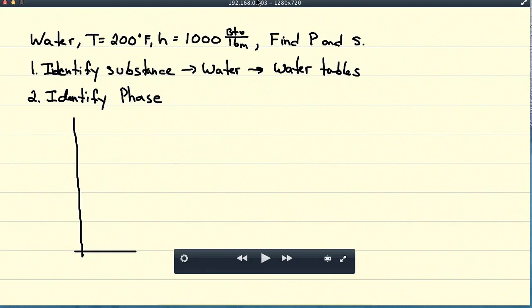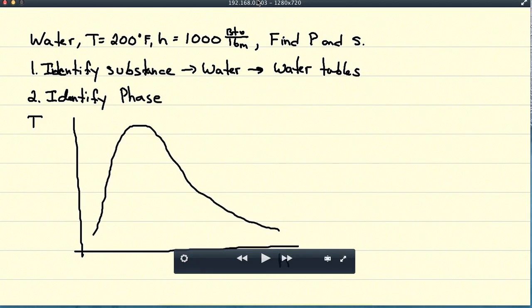Okay, why is this not working? There we go. We'll have temperature over here, and specific enthalpy on our x-axis. We'll draw our little saturation dome. There it is. Then we'll also identify that our temperature of the water is 200 degrees Fahrenheit. Again, I have no idea where 200 degrees Fahrenheit is, so I'm just going to arbitrarily draw it here. I could be wrong, and I might have to back myself out or change how I interpret it.